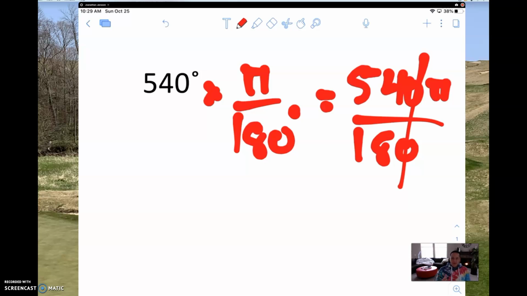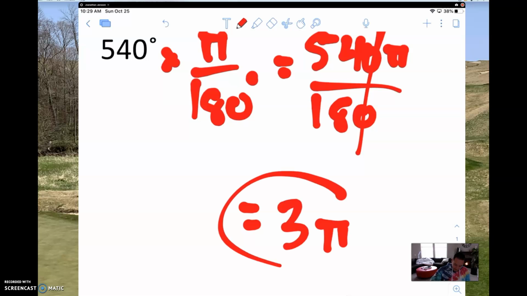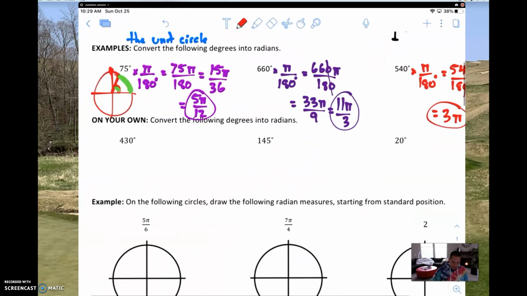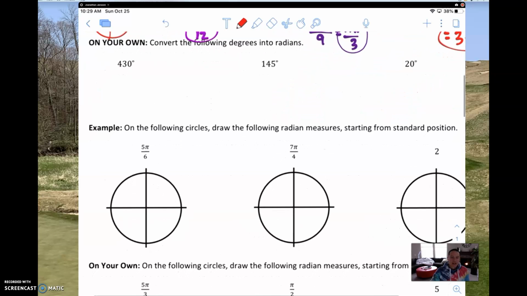If we have 54 and 18, both of them are divisible by, some of you might have gotten it, you could divide both of them by 18. So 54 divided by 18 is just 3. So this equals 3 pi. So 3 pi radians for 540 degrees. So go ahead and try the next 3 on your own. Pause the video, and when you're done, come on back.